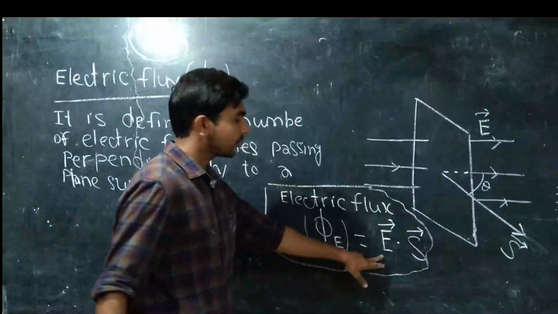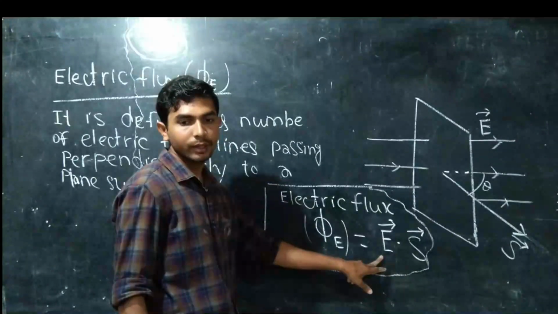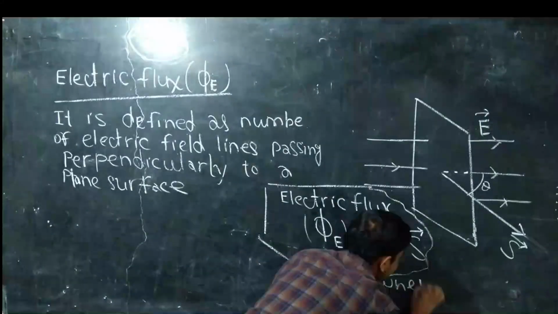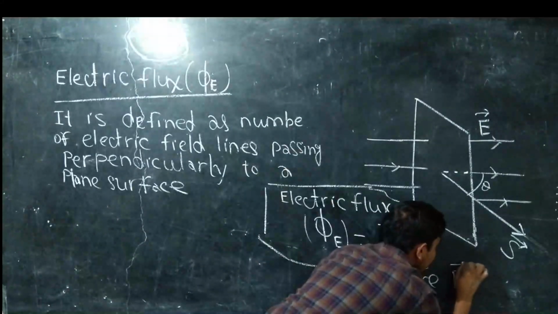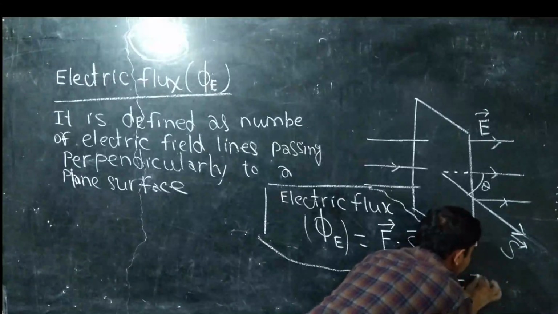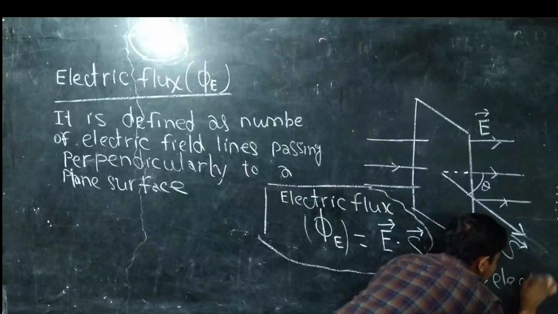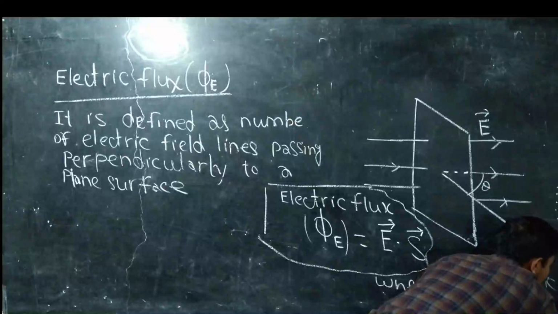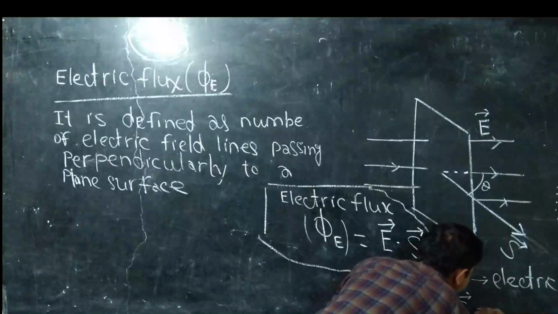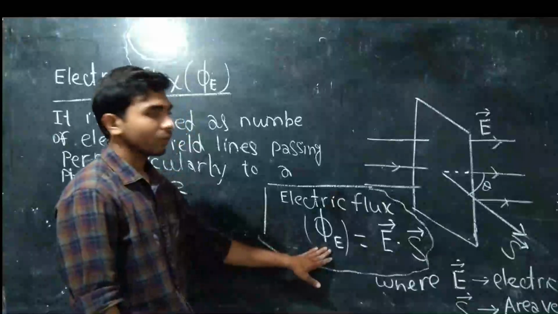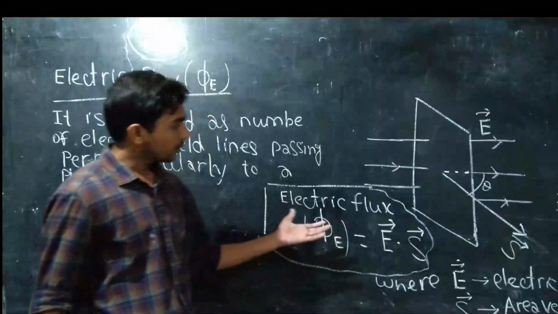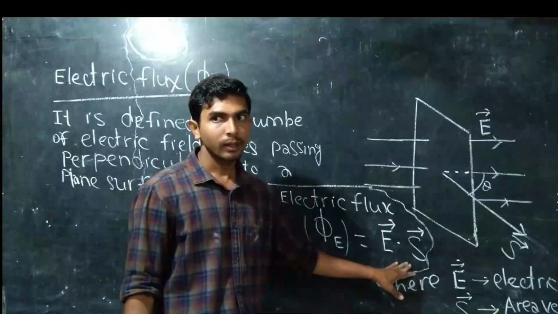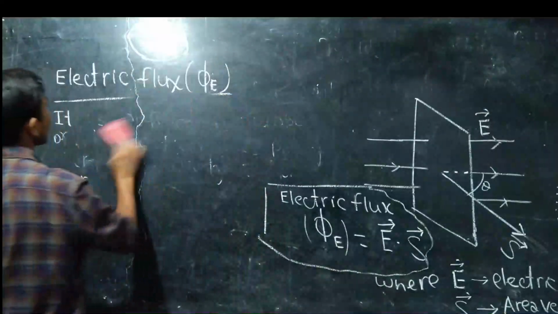So this is the formula to find electric flux, where E is the electric field and S is the area vector. I am writing that here also. Where E is electric field, and S is area vector. So this way, if electric field is given and area is given, then you are able to find electric flux, okay?